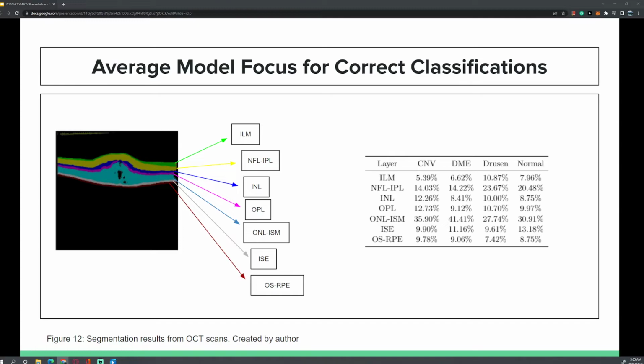This gives us the average model focus for correct classifications, essentially how much each retinal layer is involved in each classification. So for these three layers here, CNV prioritizes them the most. And then if we look at this layer, DME prioritizes it the most. Same with this layer, these two layers in drusen, and this one in normal.